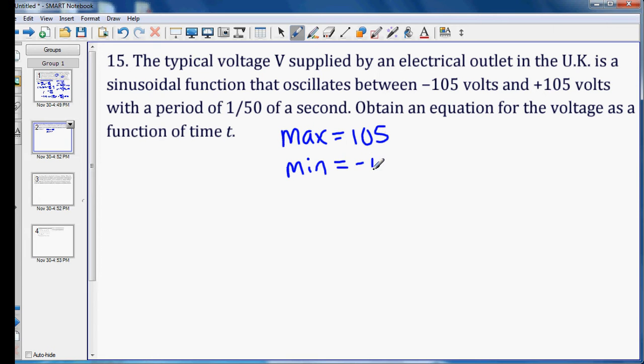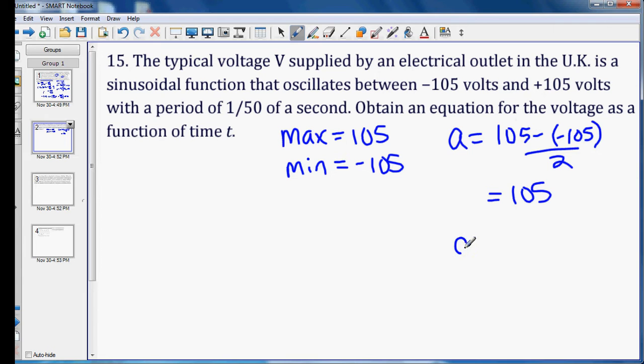Let's go ahead. Once we have the max and the min, just like before, we can find the amplitude by doing the max minus the min over 2. That's going to give me 105. And I can find D, the midline, or the vertical shift, by doing the max plus the min over 2. And that's going to give us 0. So we actually have no vertical shift at all. The midline is just going to be at 0, which is the x-axis.